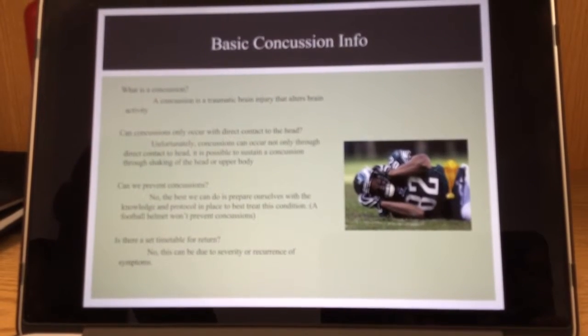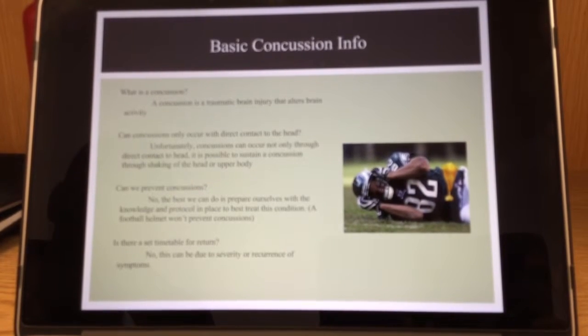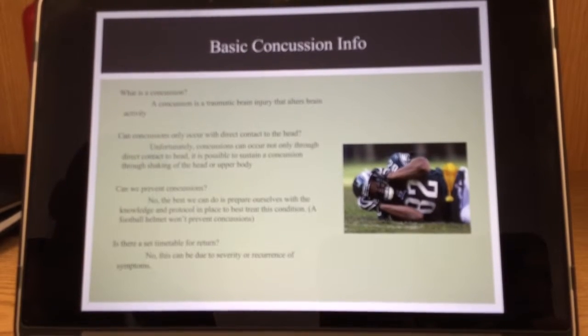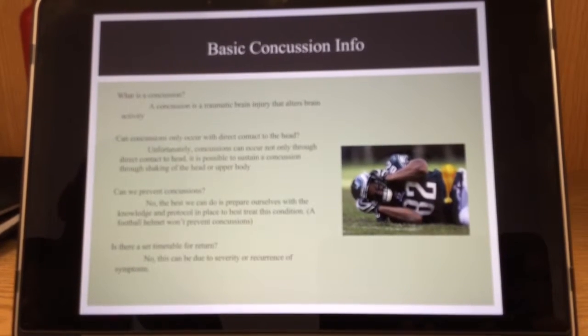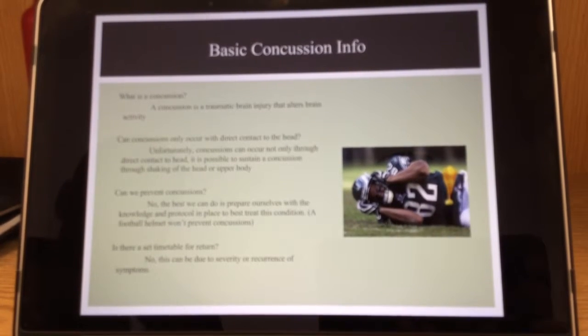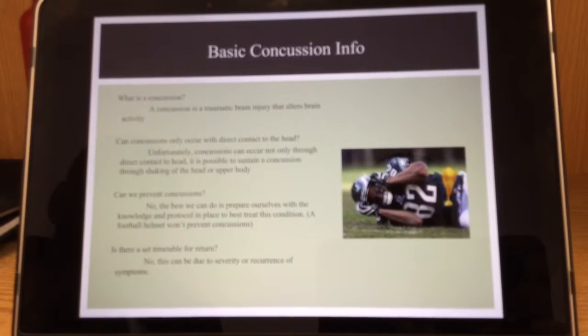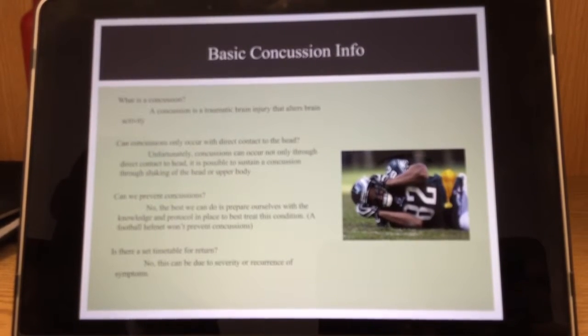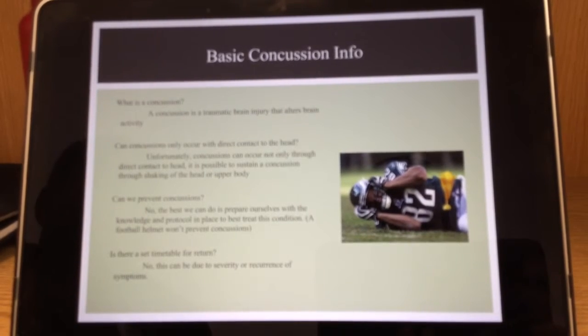Right here we just have some basic concussion information. We're all familiar with what a concussion is, the type of injury that it is, and how long it takes to get back from a concussion. Just to refresh everyone's memory, I put some basic info about concussions: it is a traumatic brain injury. It can occur not only through direct contact to the head, but also the shaking of the head or the upper body, and just so everyone knows how serious a matter this actually is.